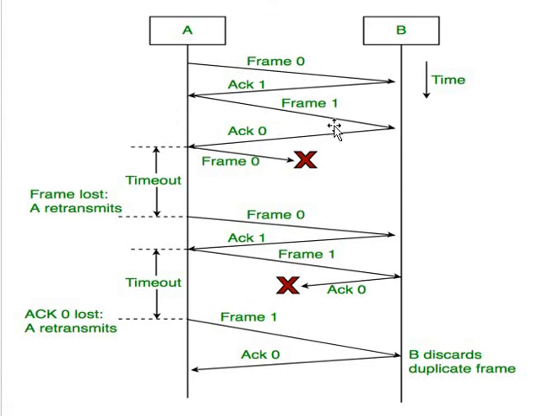So after sending frame 0, the receiver sends acknowledgement 1, then the sender sends frame 1, then the receiver sends acknowledgement 0. Because we are working on a sliding window of size 1, we are using only the bits 1 and 0. So after receiving acknowledgement 0, the next expected frame is 0. So the sender sends frame 0. But in between the transmission, the frame is lost. The receiver is now waiting. How long will the sender wait? Till its timeout. So after timeout of frame 0, the sender resends frame number 0.